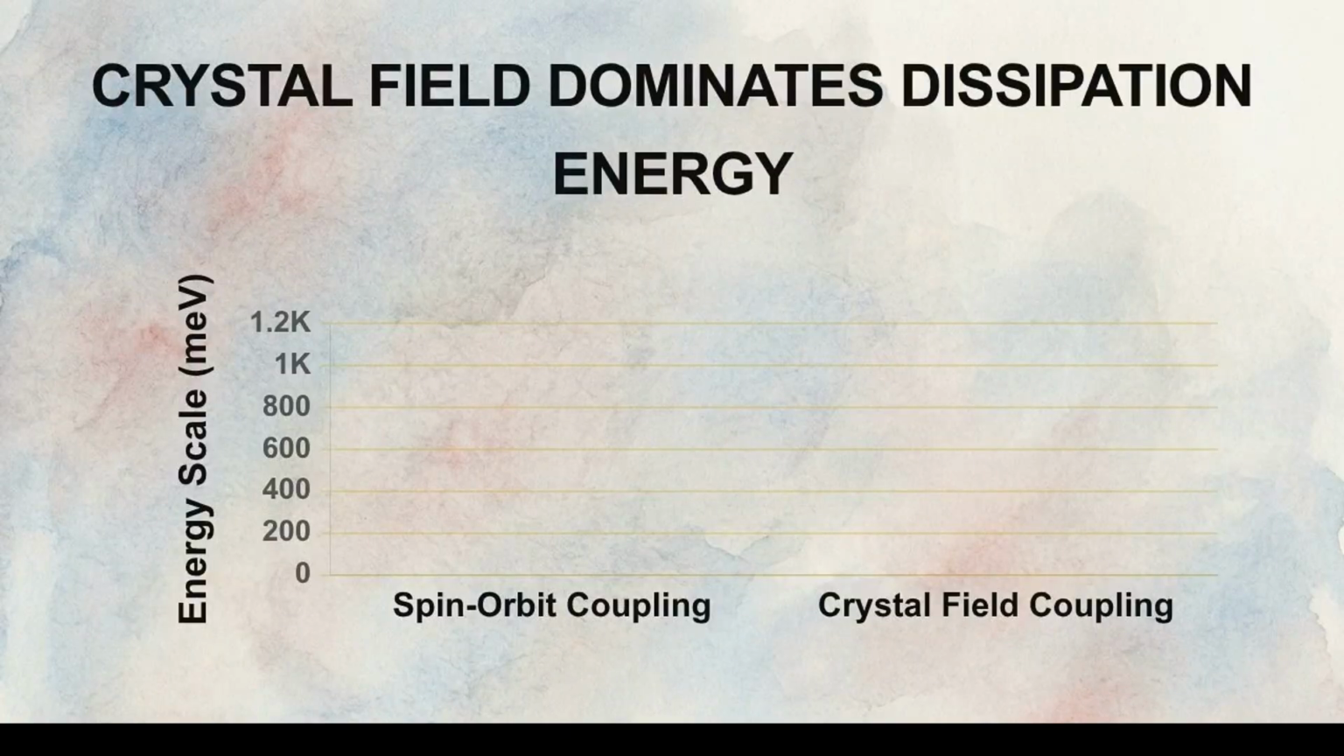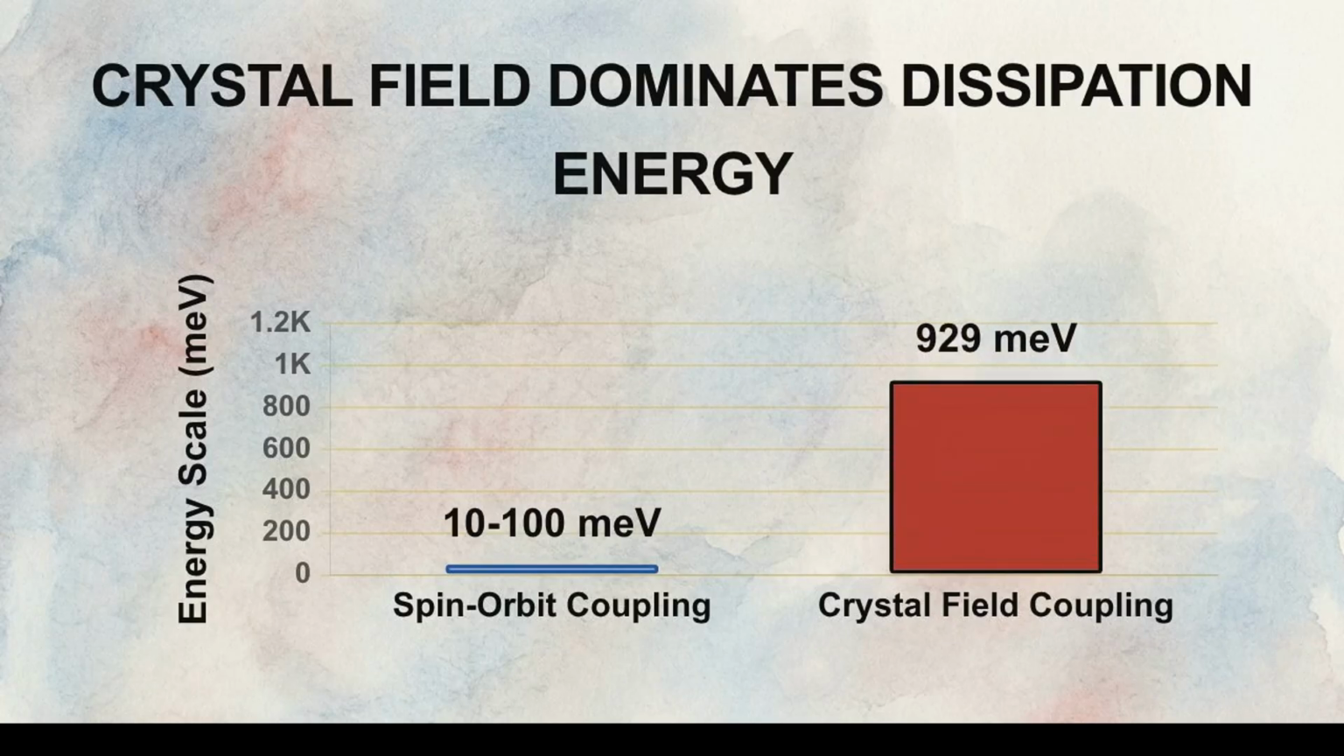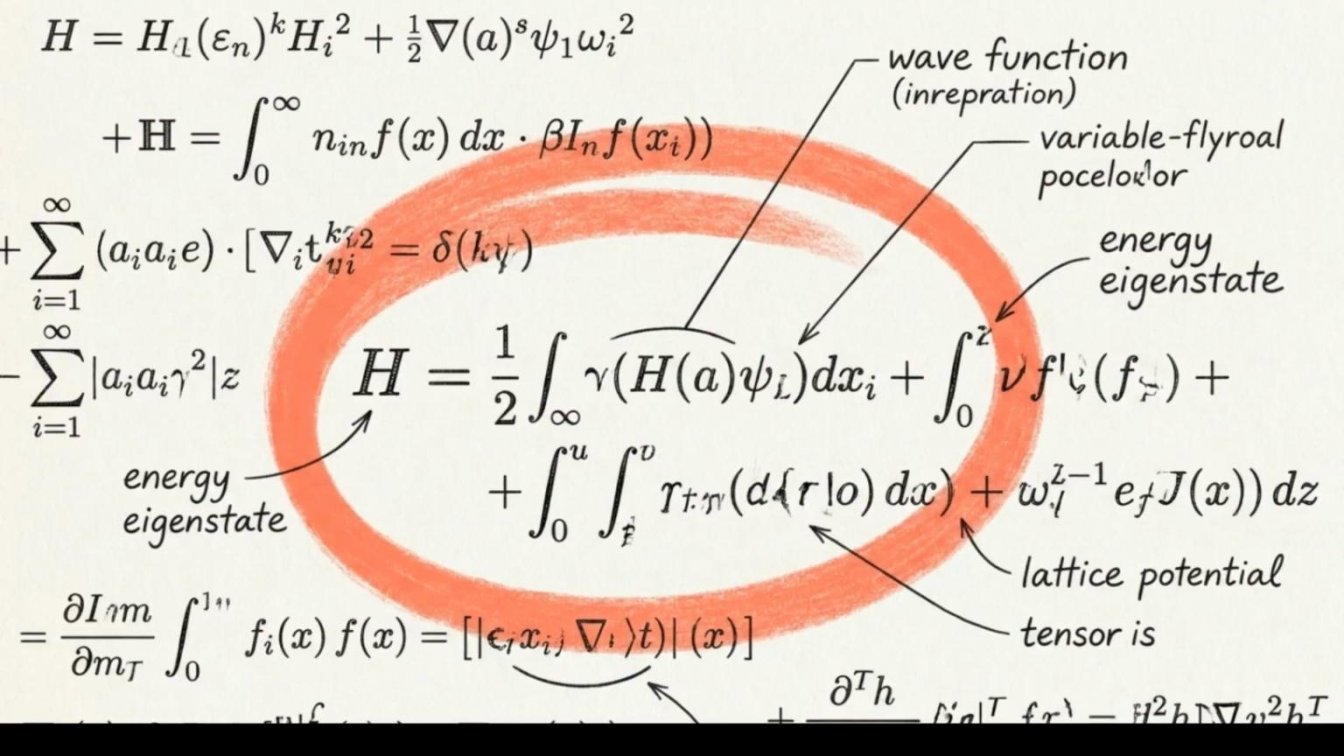This chart compares the energy scales governing dissipation. Traditional spin transport degrades via spin-orbit coupling, which operates between 10 and 100 millielectron volts. Crystal field coupling, which dissipates orbital momentum, operates at roughly 1 electron volt. The mathematics of this Hamiltonian are clear.